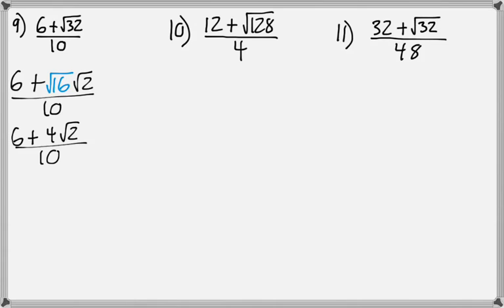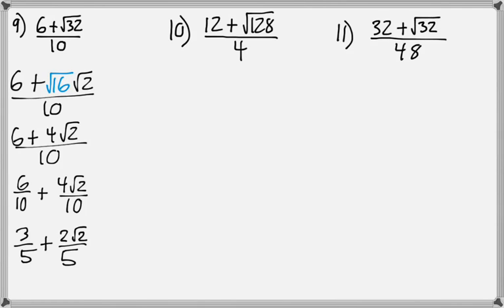Then I actually want to split up the fraction. So you can give the 10 to both the 6 and the 4 here. So it'll be 6 over 10 plus 4 square root of 2 over 10. And then you need to reduce. So 6 over 10 reduces to 3 over 5, and 4 over 10 reduces to 2 over 5, and I still have that square root of 2 there.